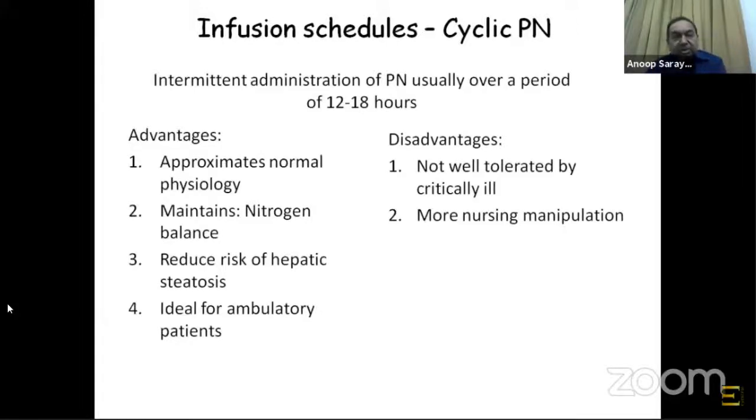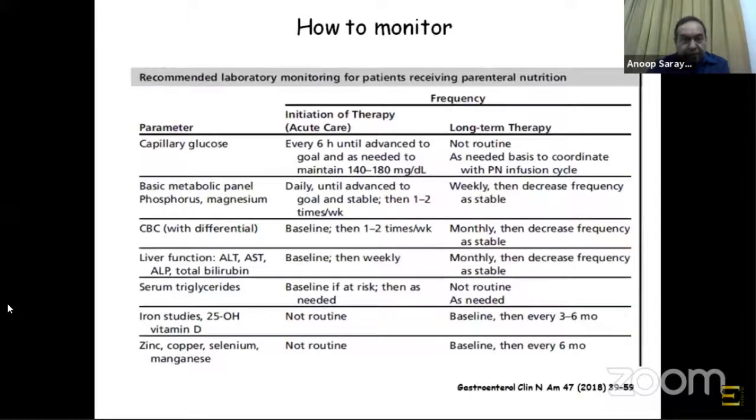Intermittent administration also has its advantages and disadvantages. Advantage is approximately normal physiology, maintains nitrogen balance, reduces risk of hepatic steatosis, and is ideal for ambulatory patients. And disadvantage is it is not well tolerated by critically ill patients, and more nursing manipulation is required.